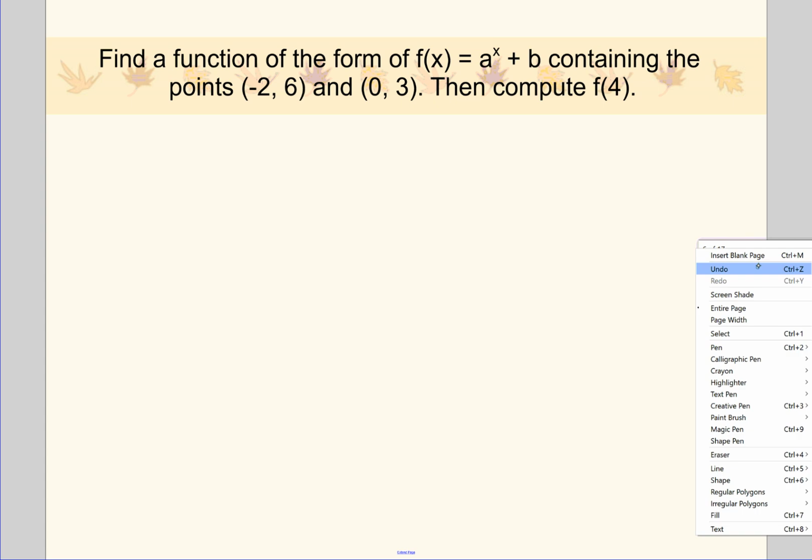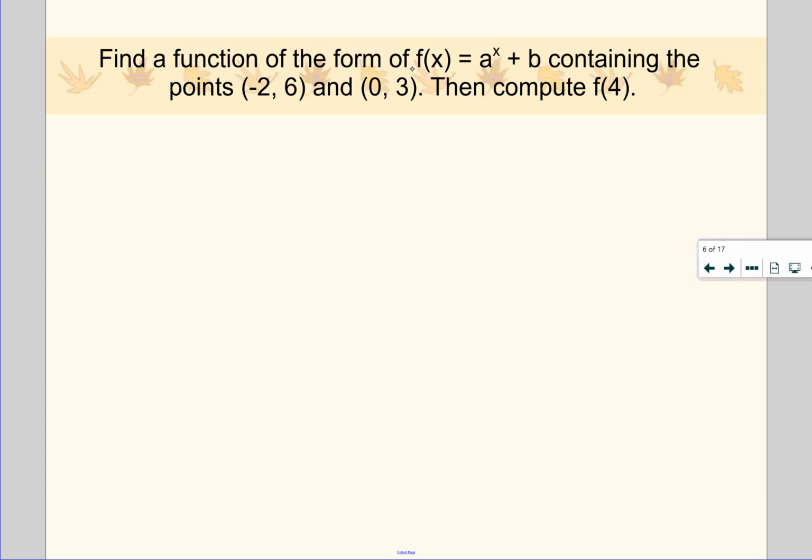Okay, let's try another one. Here we have a slightly altered version of our function. Instead of a number being multiplied out front, it's added on. So there's been a vertical shift up or down, if we want to think about it as if we're doing our transformations that we've talked about before. So again, I have 2 points to plug in. I'm going to start with (0, 3) because it's just some nicer numbers.